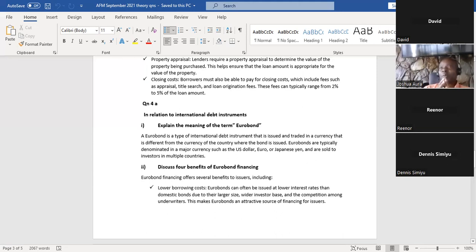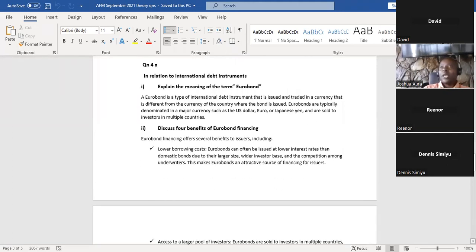So basically, when we talk about a Eurobond, that will enable us to borrow loans which are denominated in foreign currencies. A Eurobond is a type of international debt instrument denominated in a currency other than that of the country where the bond is issued. So if Kenya issues this bond, it must be denominated in other currencies, like euro or Japanese yen, and sold to investors in multiple countries, because you want to bring these hard currencies into Kenya, for example, to stabilize.